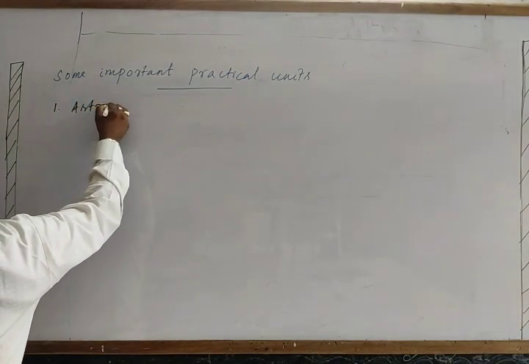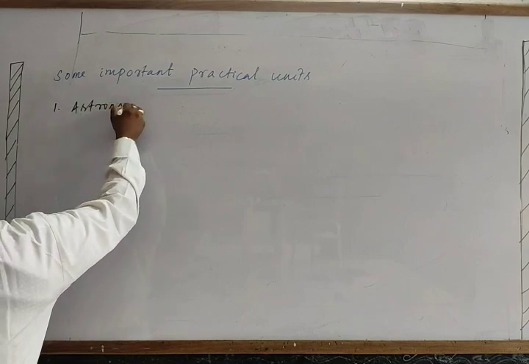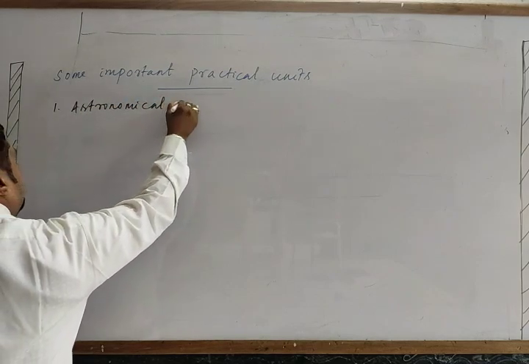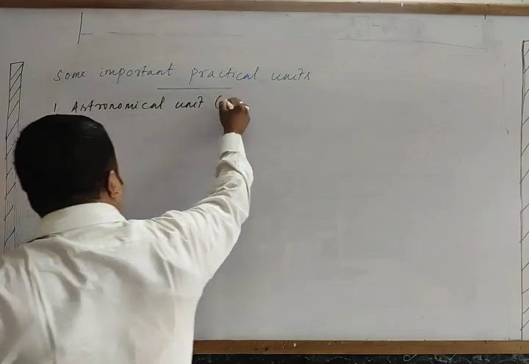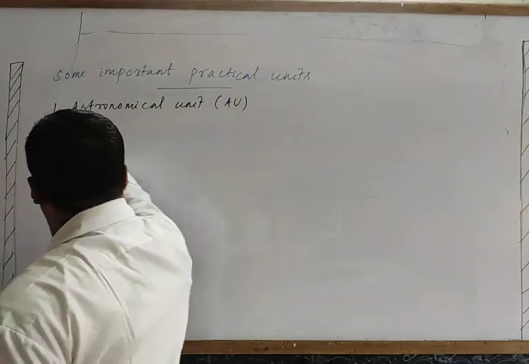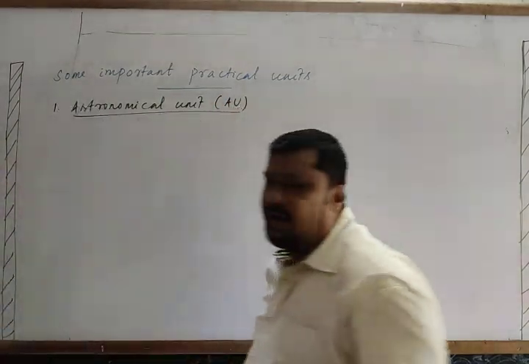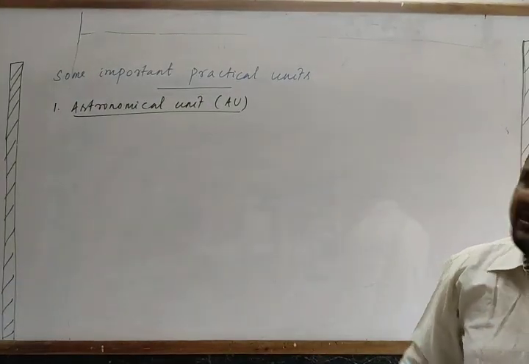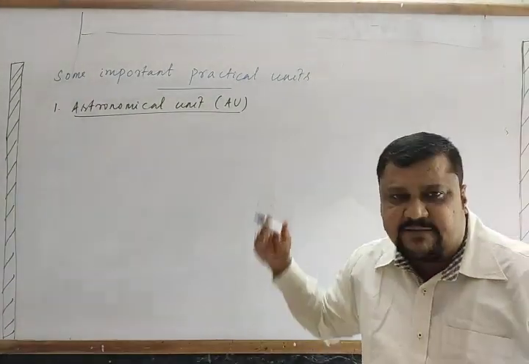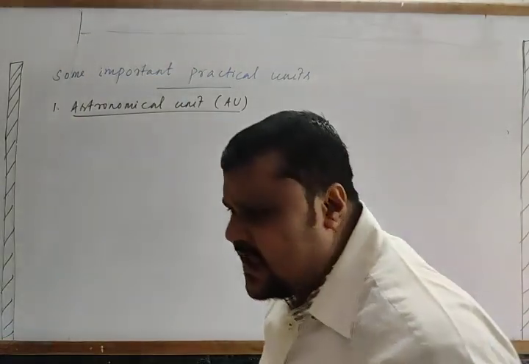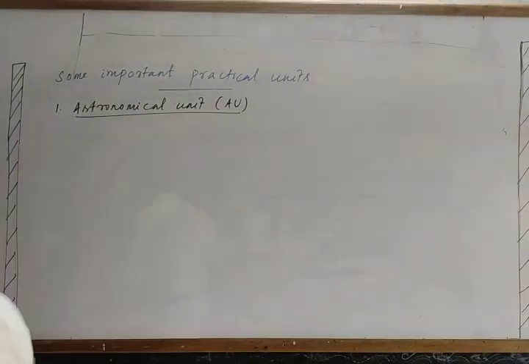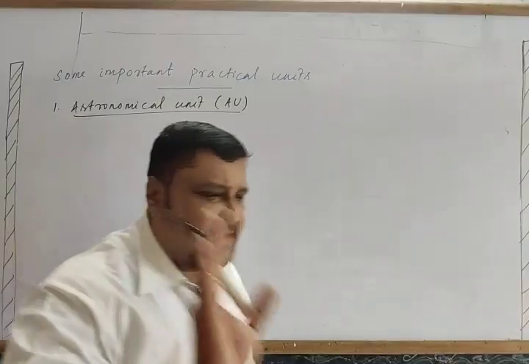Astronomical unit. That is the symbol written as AU. It is a measurement for length. Clear? For length, first I will discuss the measurement of length. If you are using SI, the unit is the meter.